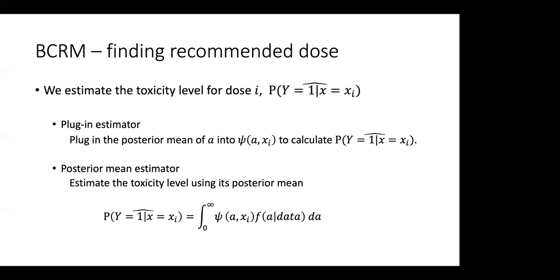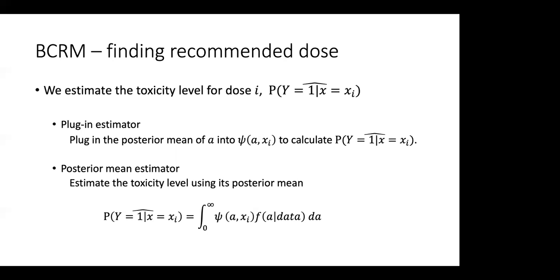And there are two ways to estimate the toxicity level for dose level i. One is to use the plug-in estimator. Basically, we just plug the posterior mean of alpha into our toxicity curve model, and then we have the toxicity level of dose level i. Or we can be fancier. We can use Bayes theorem, with the MCMC method of course, to get the posterior distribution of the toxicity level of dose level i, and we can estimate the toxicity level using its posterior mean itself.